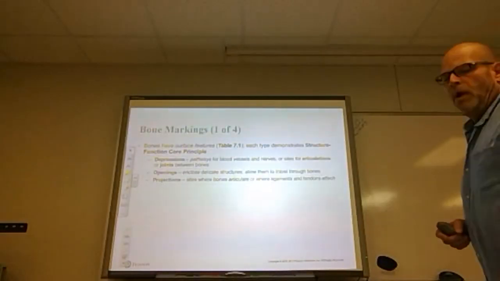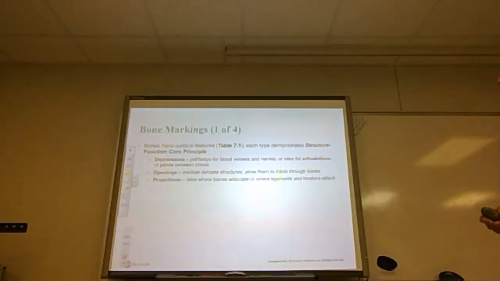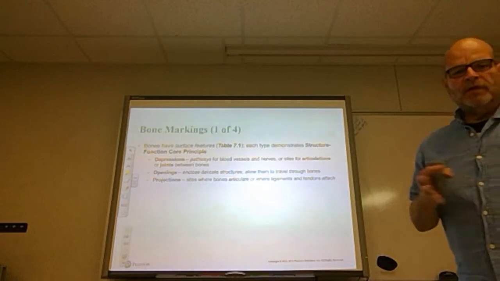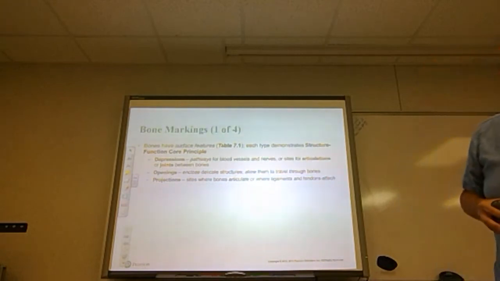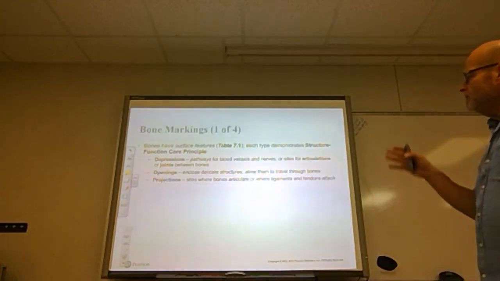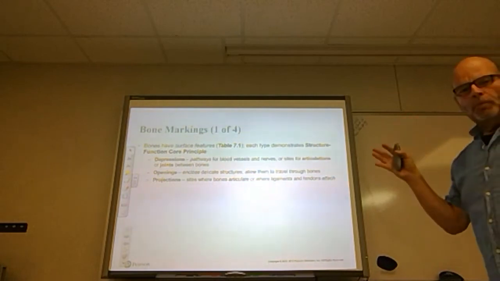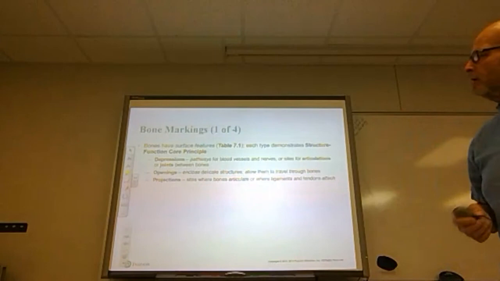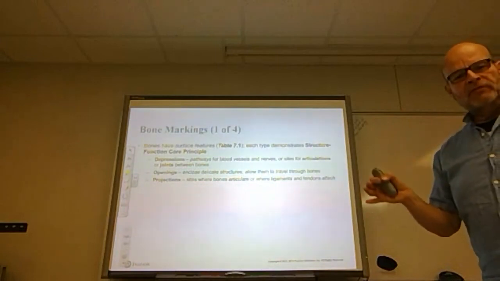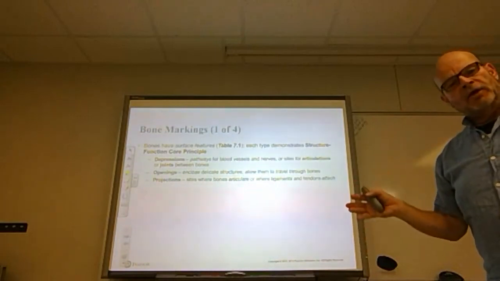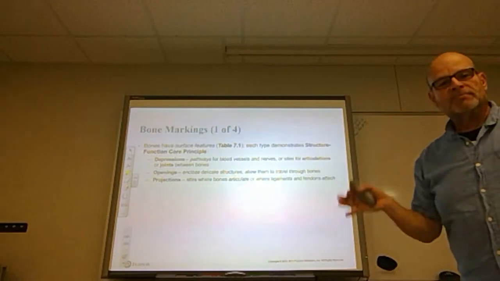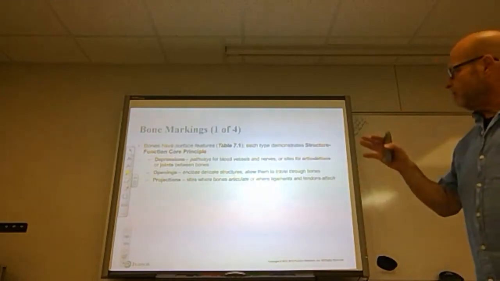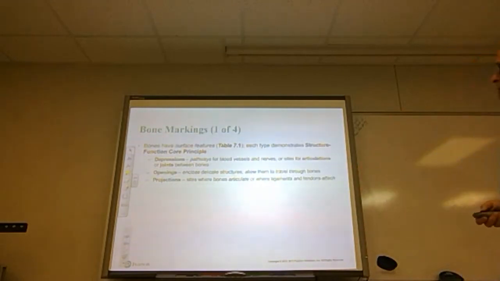All right, so picking up where we left off last time, let's look at bone markings. Bones have certain features on their surface that each demonstrate what we call that structure function core principle. As I said, I'll say it probably 500 times throughout this semester. Things are made the way they're made so they can do their job, and they can do their jobs because of the way they're made. That's the core principle of structure and function.